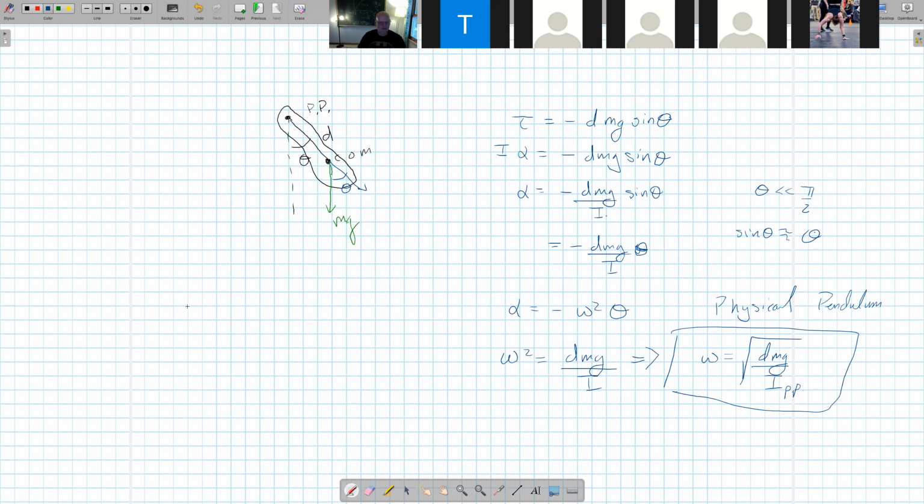So now we have 3 different angular frequencies that we know of. For our angular frequencies, we now have omega equal to the square root of k over m. This is only true for a simple spring mass system. We have that it's equal to the square root of g over L. This is true for a simple pendulum.